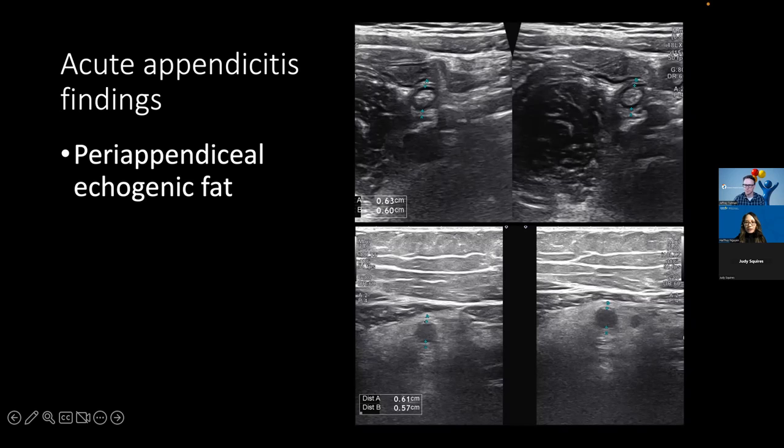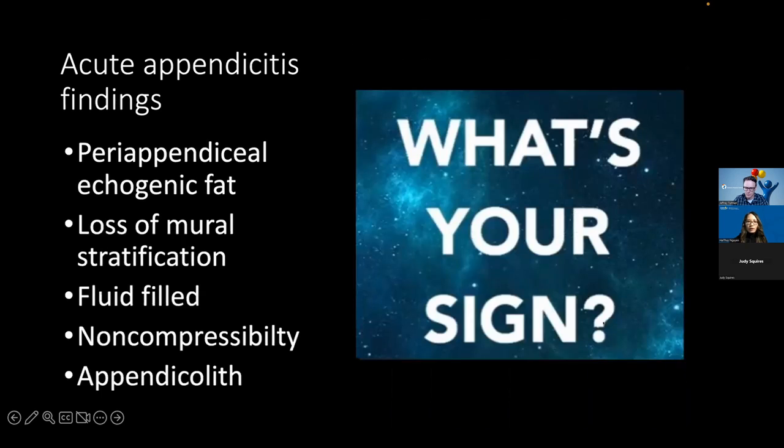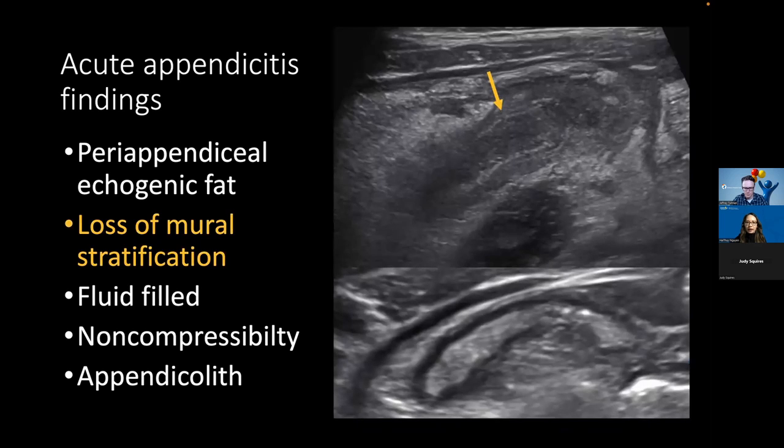So the biggest defining factor here is going to be all of this periappendiceal fat, as well as loss of mural stratification. So you can't really see the bowel walls as well. Like I alluded to before, there are lots of other secondary signs, and there have been a few papers looking at it. I find that both the periappendiceal echogenic fat and loss of mural stratification are really good signs to look for, as well as fluid distension, like in this case, as opposed to just having normal stool and echogenic material within it.